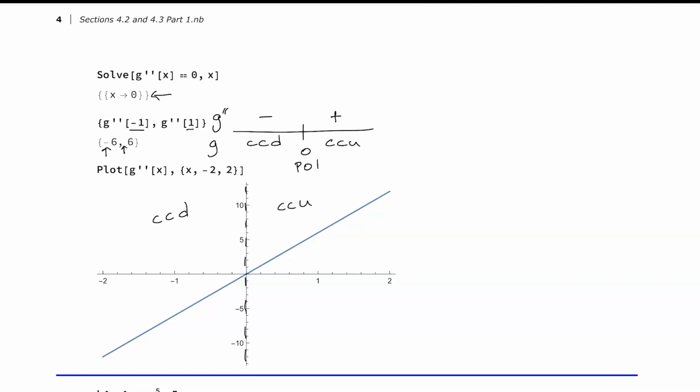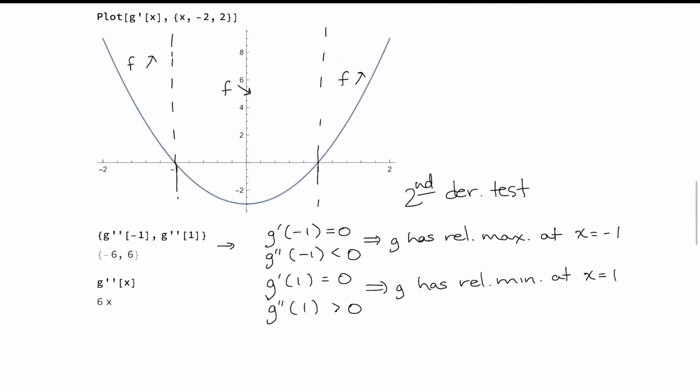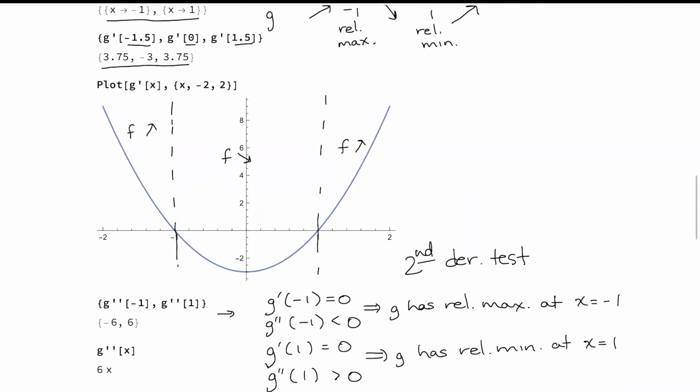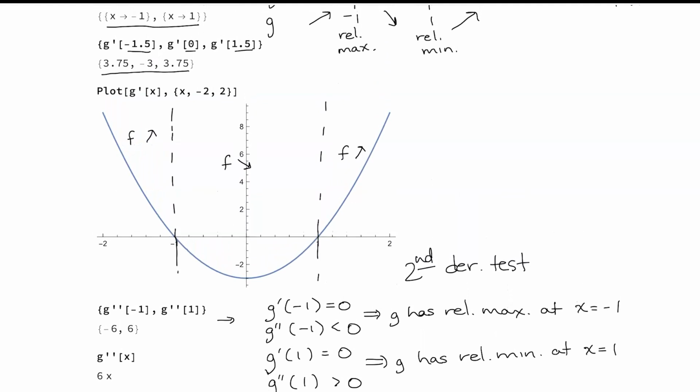And again, not a bad idea to plot the second derivative just to confirm everything. So there's that one root there, and to the left of the y-axis, g double prime is negative, and to the right, g double prime is positive. That tells me about the concavity of g. All right, so g is concave down to the left of the y-axis, and g is concave up to the right of the y-axis.